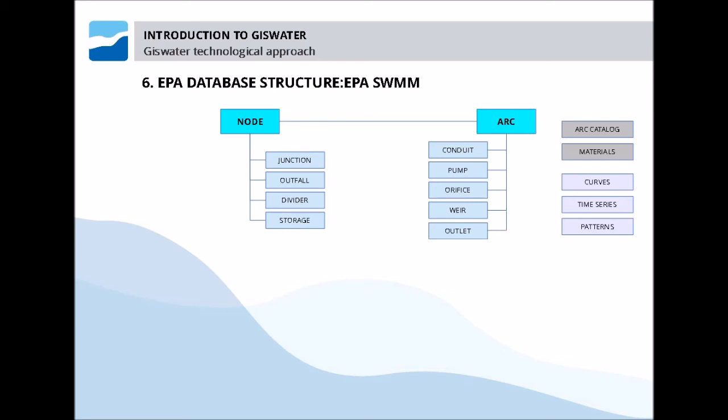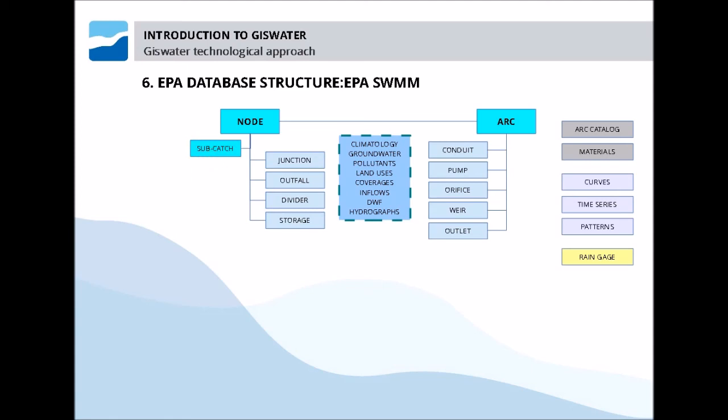Once all the arc and node elements have been defined, we are only left to complete the data modeling of the database with the information that is necessary: climatology, groundwater, pollutants, land use coverage, inflows, wastewater, or unit hydrographs. Once we have done all this, we only need to incorporate the rain gauge to the network, linked to a drainage basin that is associated with nodes, subcatchments, and we can select the sector we want to export.